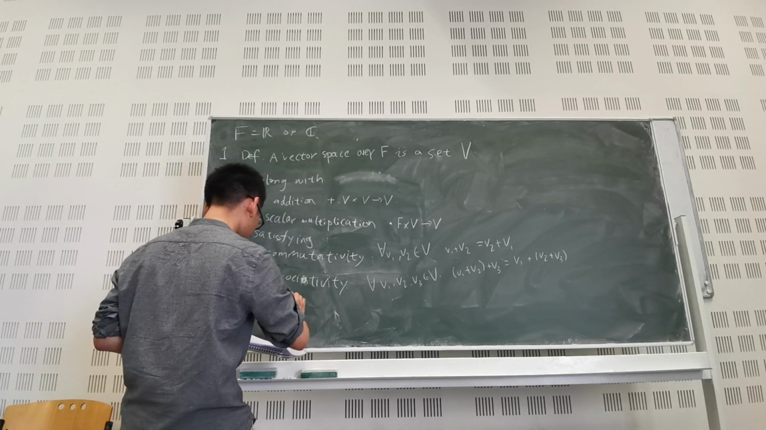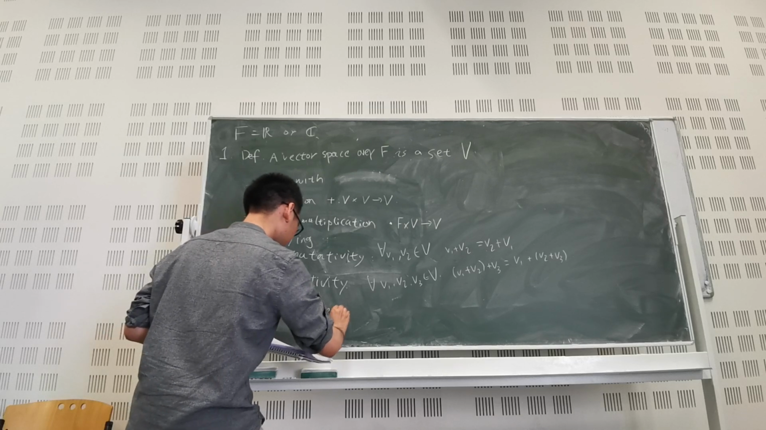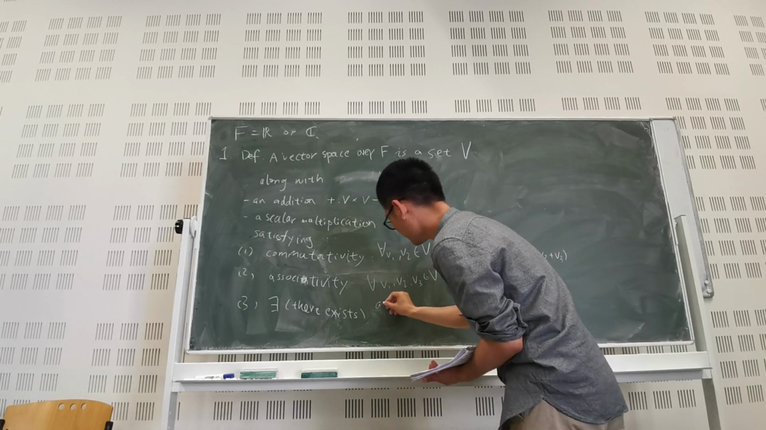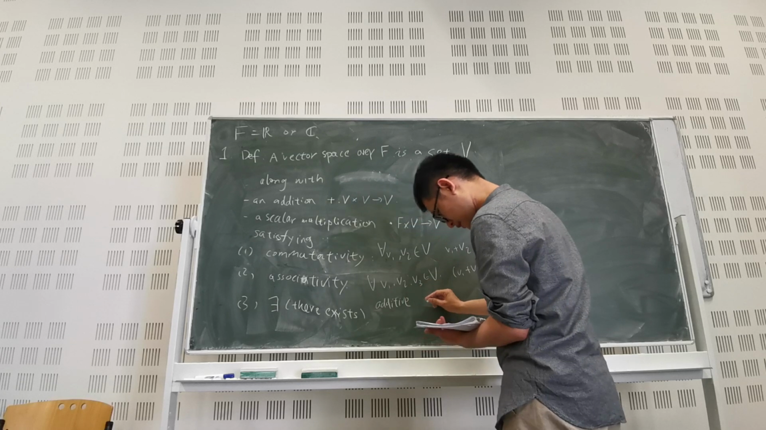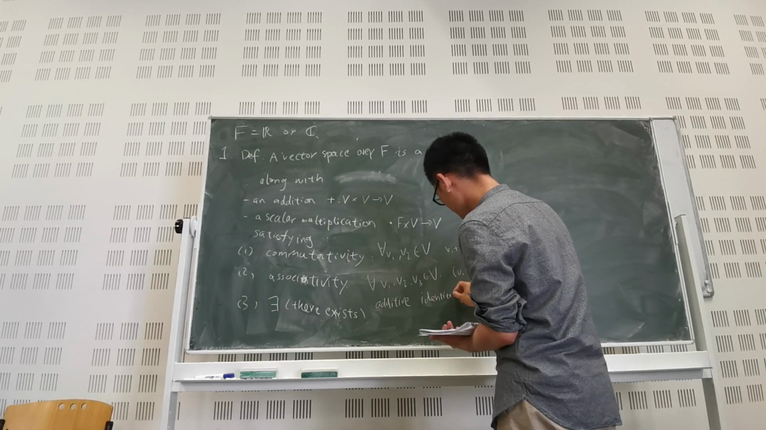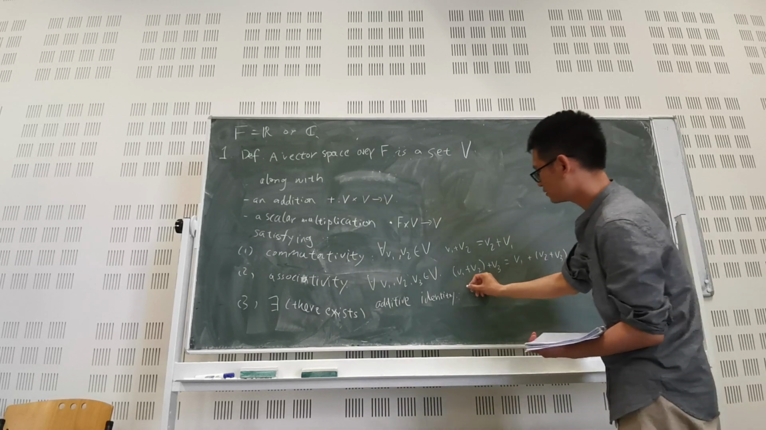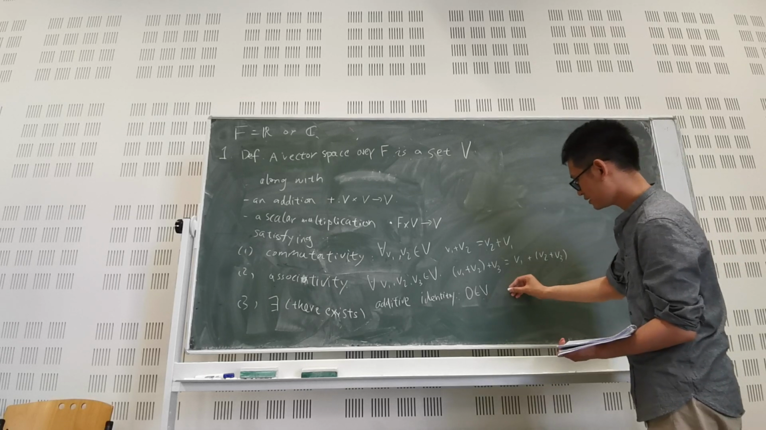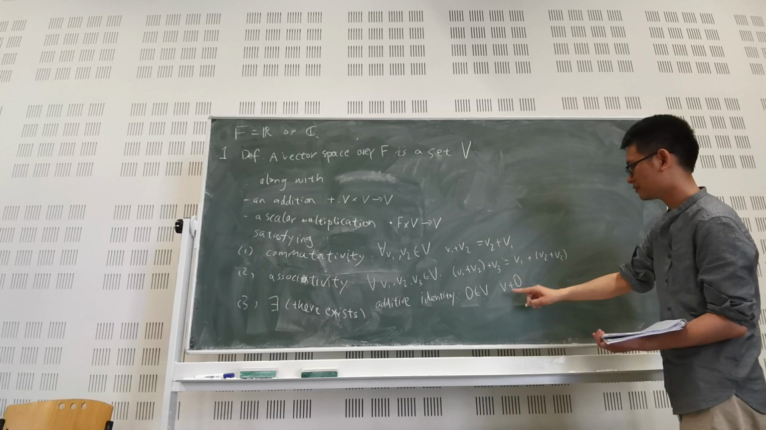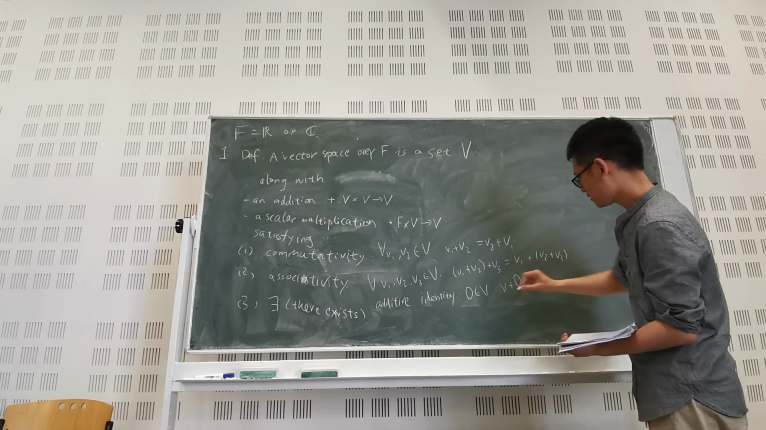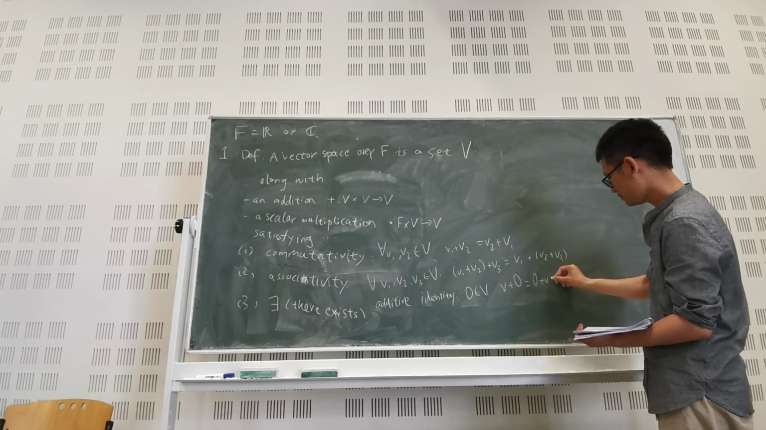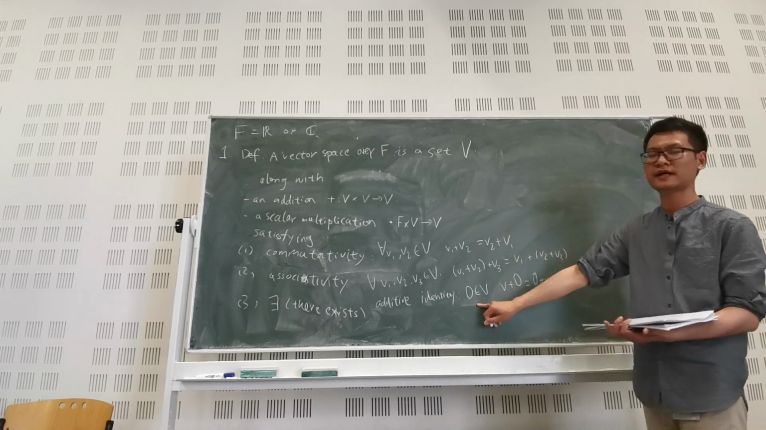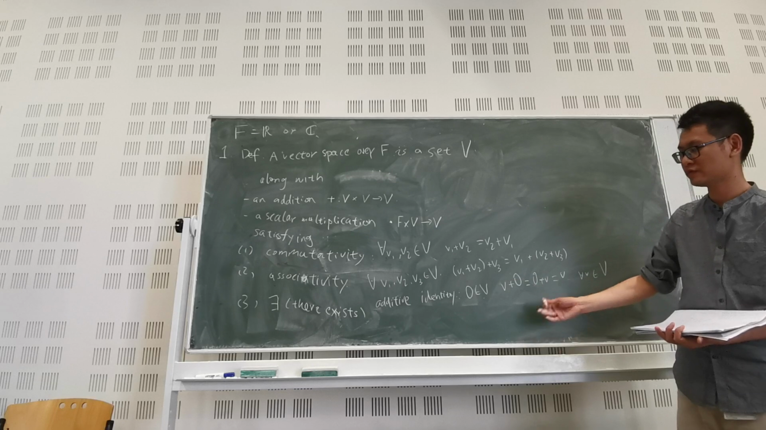There is the additive identity. This means there is a vector in V with the special property that for any v in the set V, v plus 0 is 0 plus v, which is v itself. Later we will know that this is what we call the zero vector in the vector space.